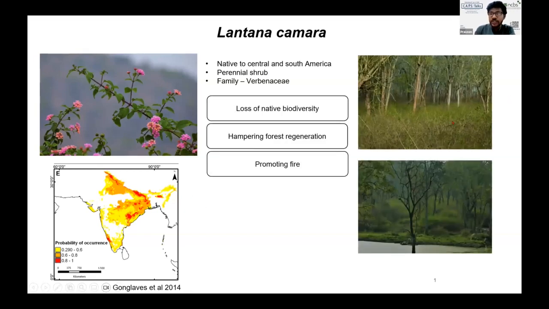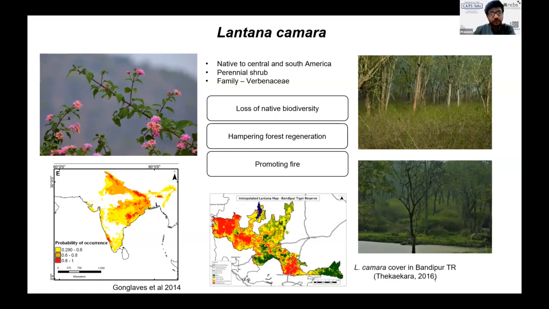In this picture, you can see pictures from Bandipur Tiger Reserve, where the forest understory is completely covered by Lantana. This affects regeneration of the forest, and it also increases the fire frequency, which in turn affects the native plants and animals in the forest. In fact, in Bandipur Tiger Reserve, almost 40% of the land area is completely covered by this particular species. And Lantana is considered to be one of the 100 most invasive species in the world.